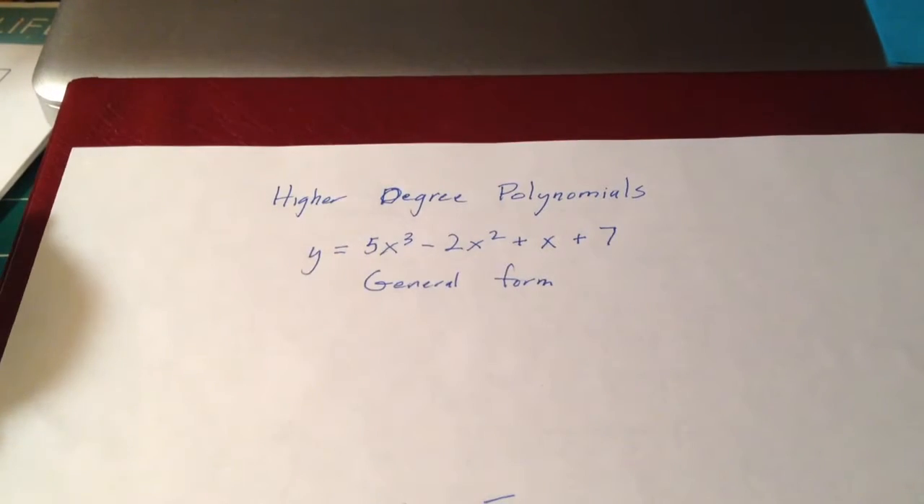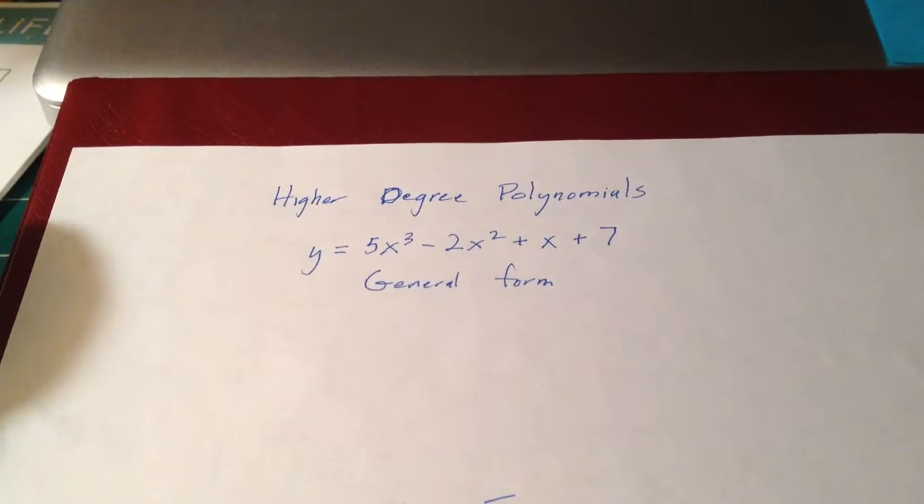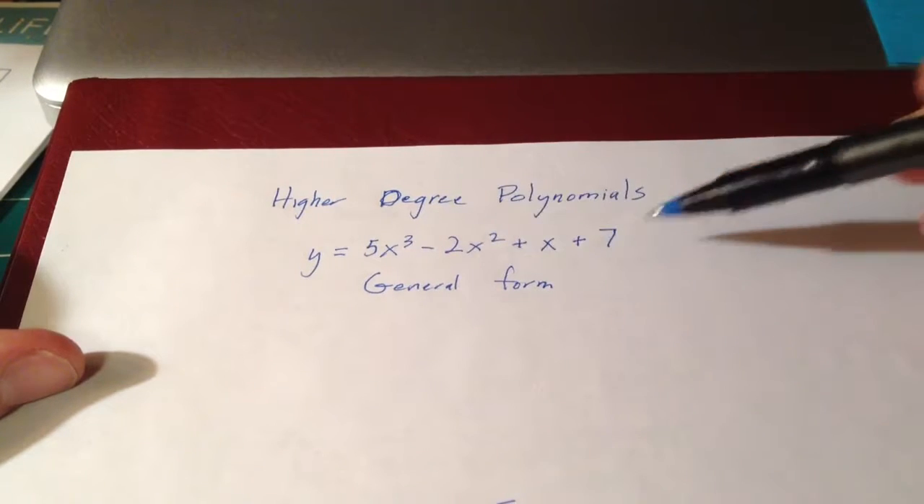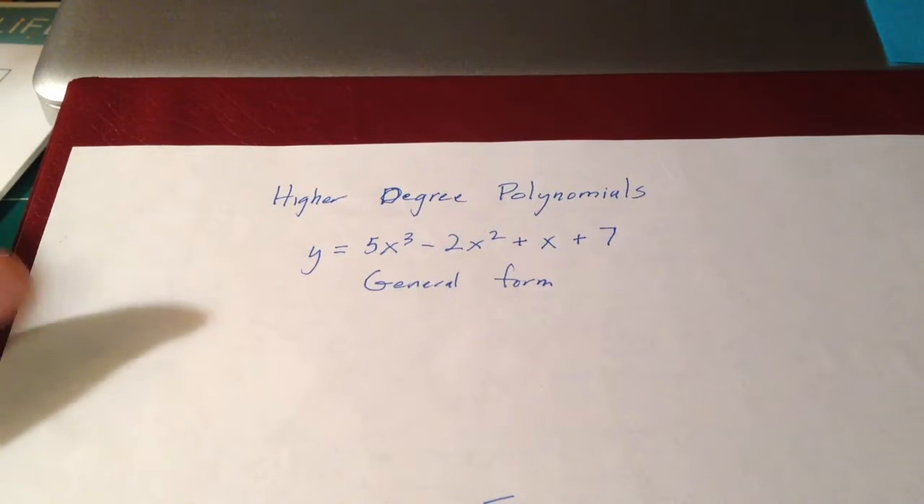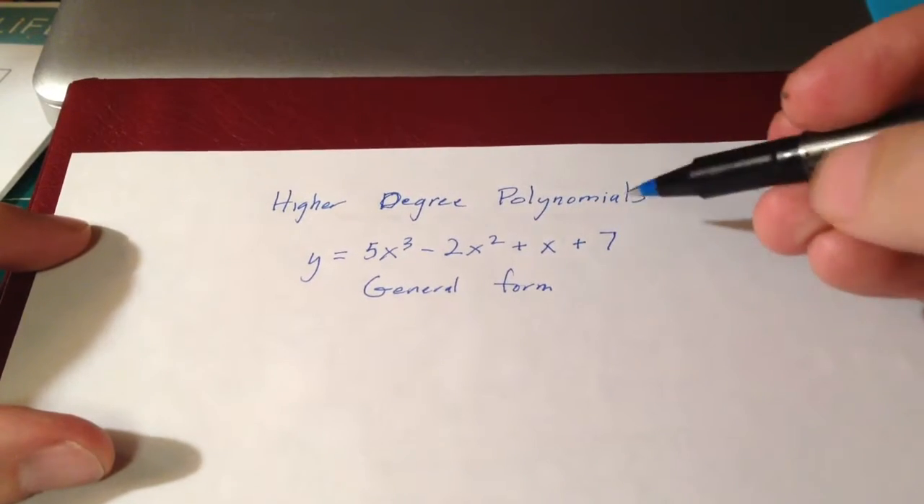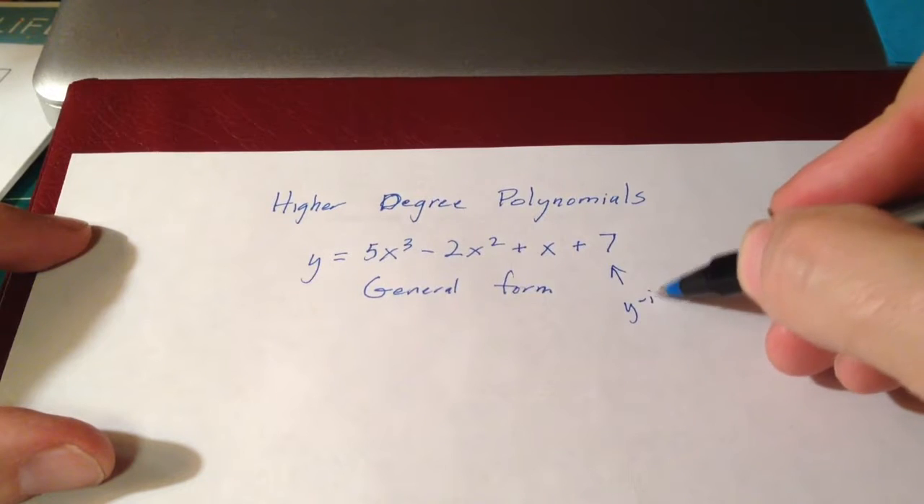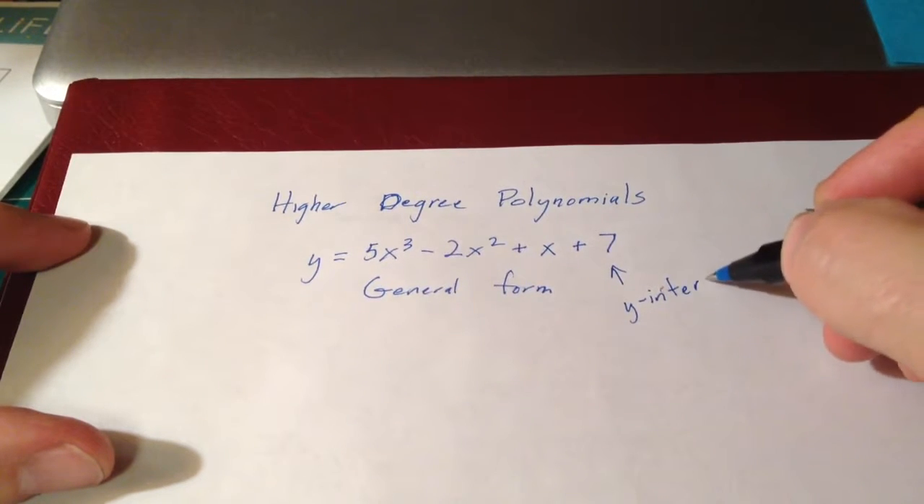So hi, we're going to talk about higher degree polynomials, and the first one we've got here is in general form, which really doesn't help me much. I could put it into my calculator and it would give me a curve, but the only thing I can really tell from this right here is that it's definitely going to have a y-intercept of -7. I can't tell much more from this.